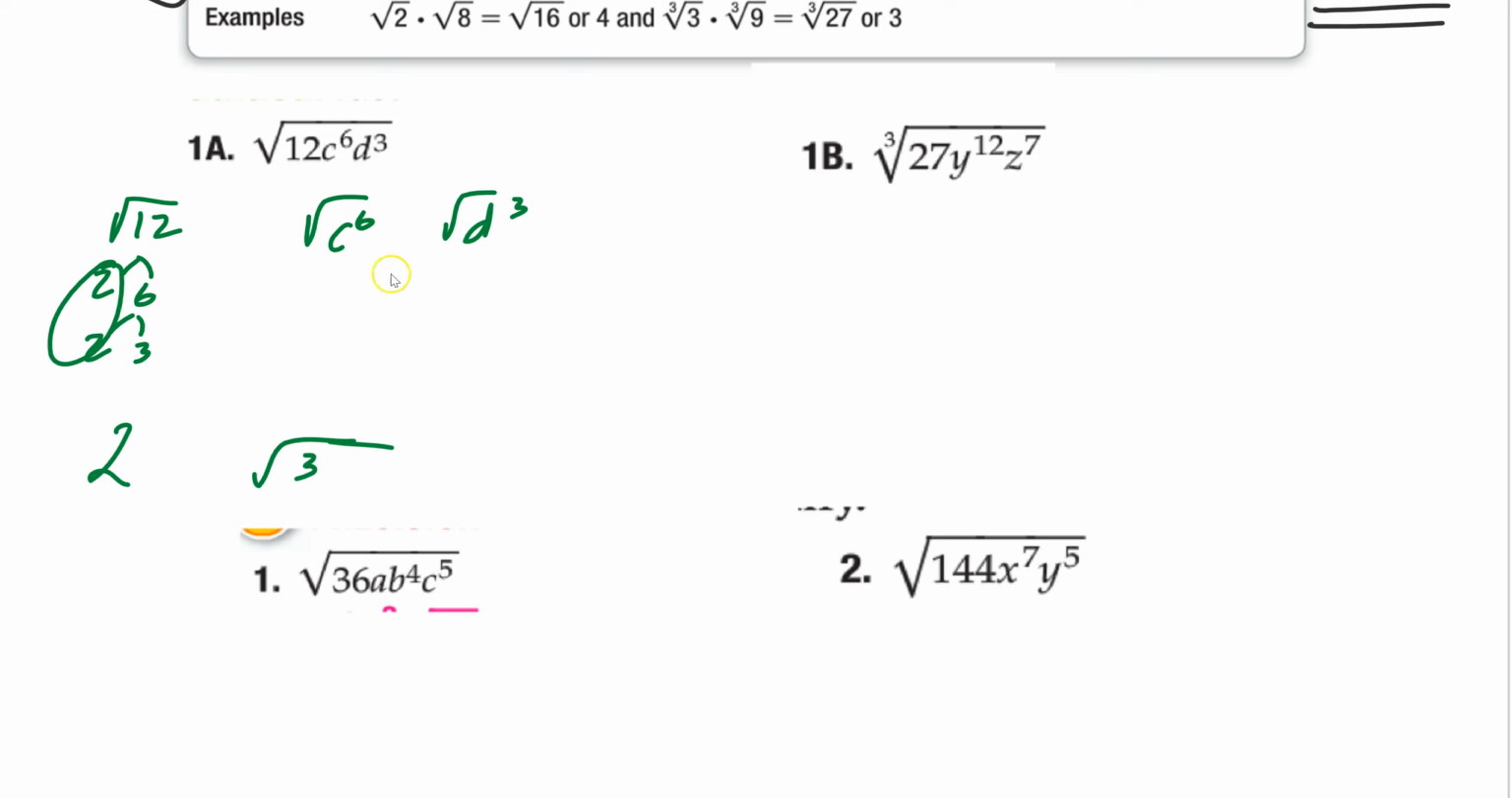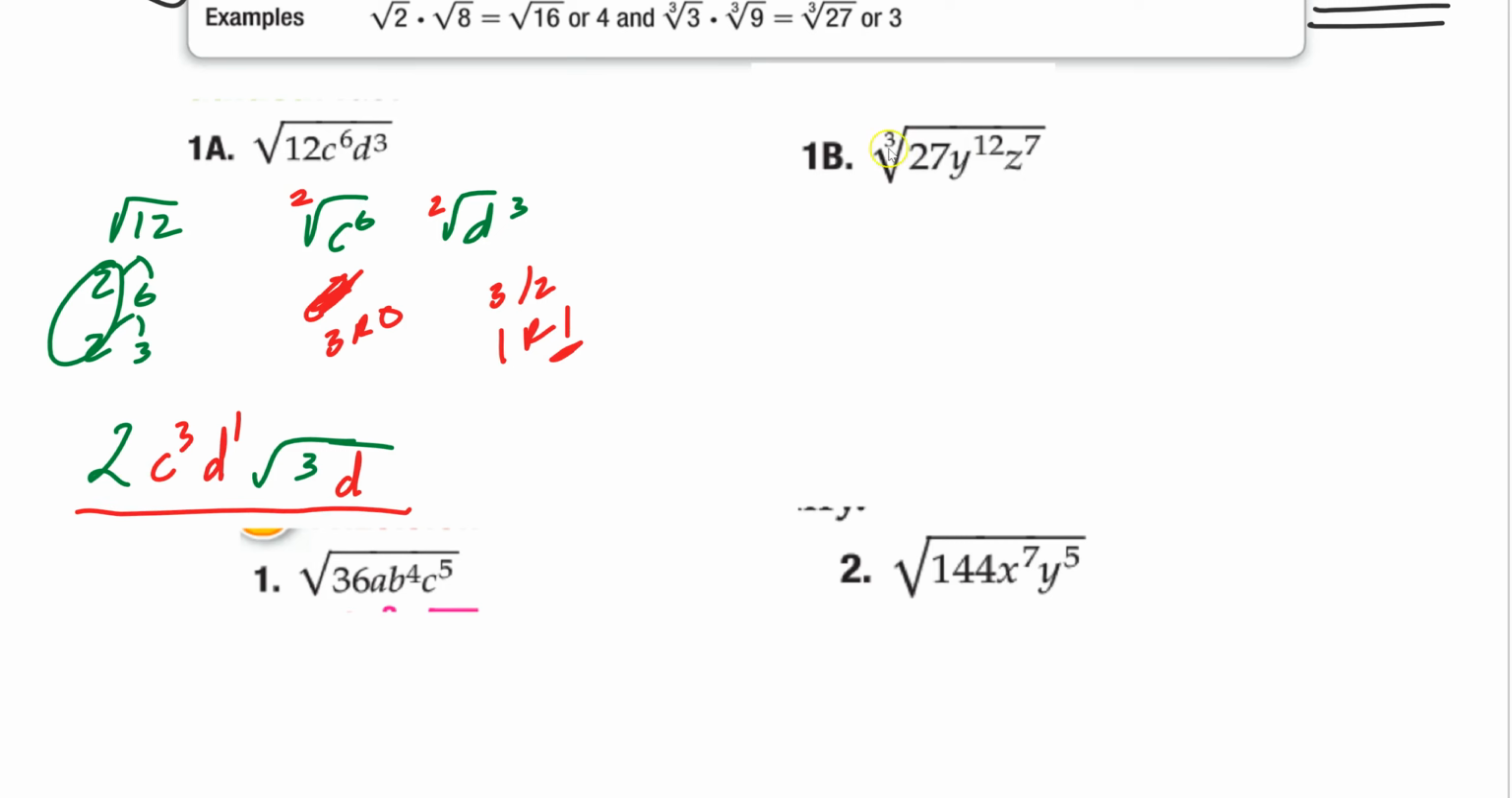You need space for the variables. And then we're doing the variables. 6 divided by 2 is 3 remainder 0. So there's 3 c's on the outside, nothing on the inside. d cubed, again divided by 2. 3 divided by 2 is 1 remainder 1. So we're going to have 1 d on the outside, and there's 1 d left over on the inside because of the remainder. And that's my answer.